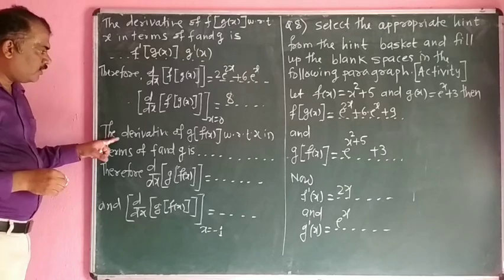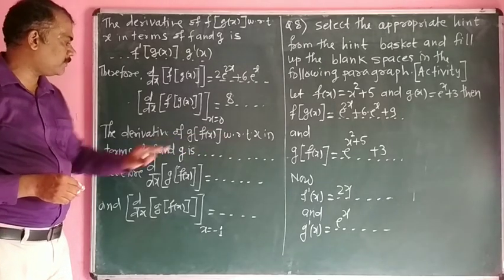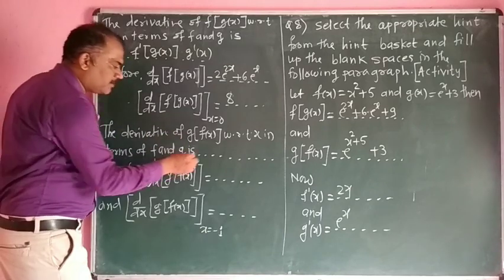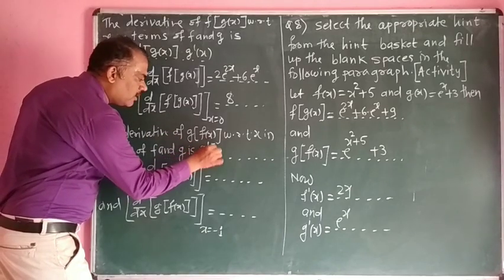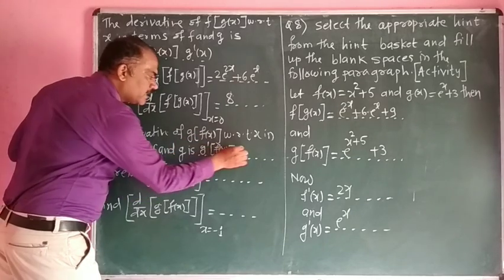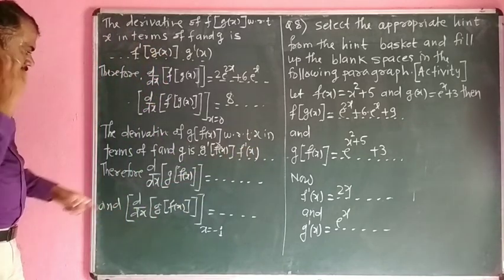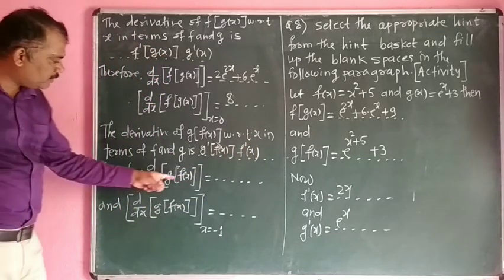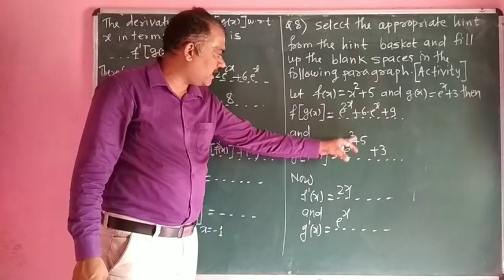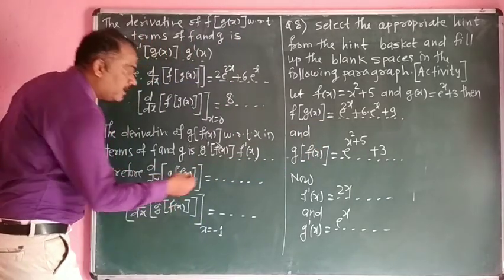Now, the derivative of f of g of f of x with respect to x in terms of f and g. We have to differentiate g with respect to x, that is g dash of f of x into d dx of this f of x, which is nothing but f dash of x. Now we take the derivative of d dx of g of f of x. It means that we have to differentiate this one.